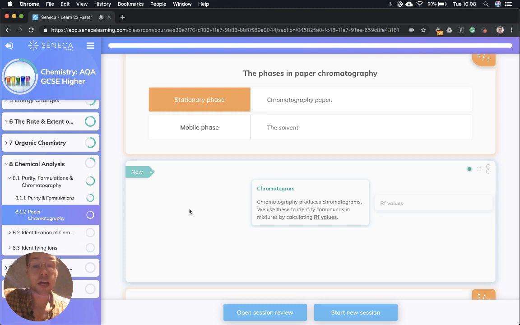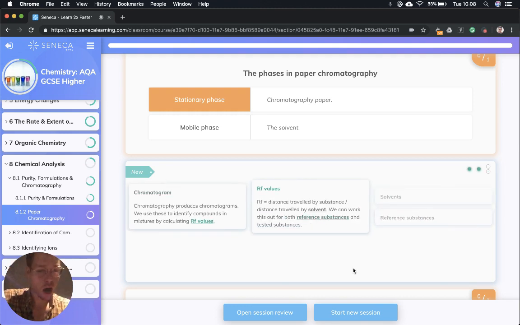Chromatogram, that is what we produce from chromatography, and we use this to identify compounds in mixtures by calculating Rf values. So what are Rf values? Basically, that's the distance traveled by the substance divided by the distance traveled by the solvent, okay? We can work this out for both reference substances and tested substances.